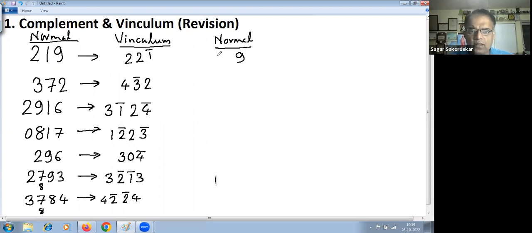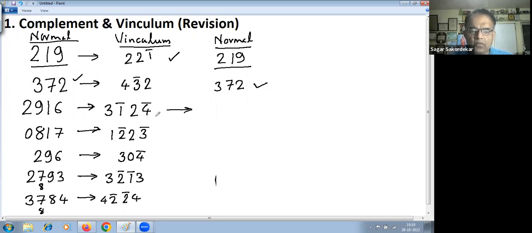When you are moving from normal to Vinculum, you are increasing one. Here it is reduce. One negative, take complement, reduce one. 2 minus 1 is 1. 2 will remain as it is. So you got back the same number. So that way you can try like this and check yourself. As long as you get back the normal number, it is correct. 2 as it is, 3 negative, complement of 3 is 7, reduce 1, 4 minus 1, 3. So same.